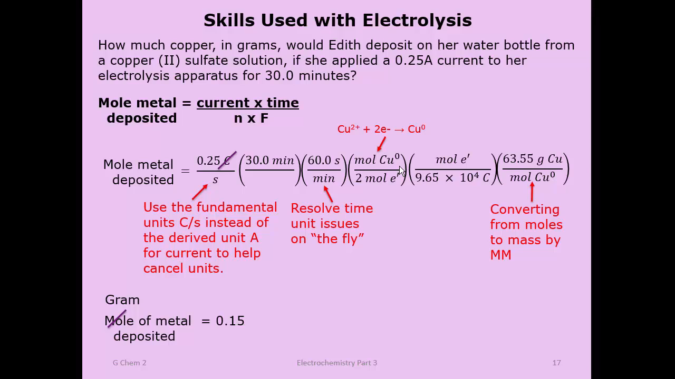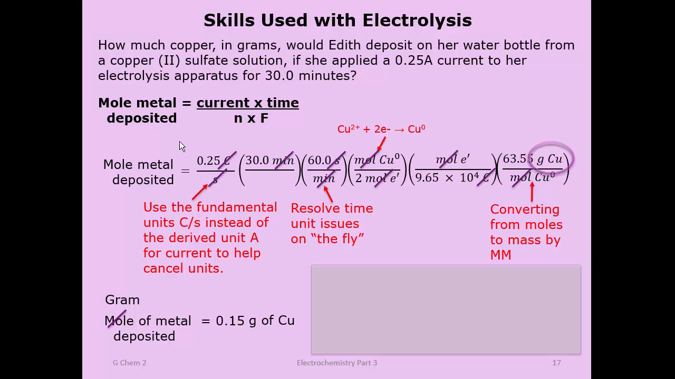And I start doing my dimensional analysis, see if my dimensions worked out: cancel coulombs, cancel seconds, cancel minutes, cancel moles of copper, cancel the moles of electrons, and I'm left with grams of copper, which is my target I'm looking for. And when I multiply everything on the top and divide everything by the bottom, I get 0.15 grams of copper.